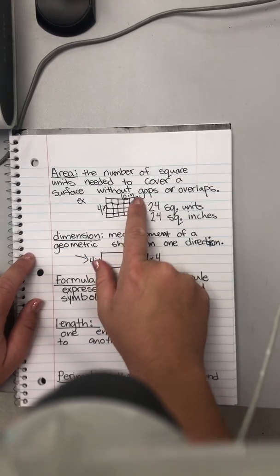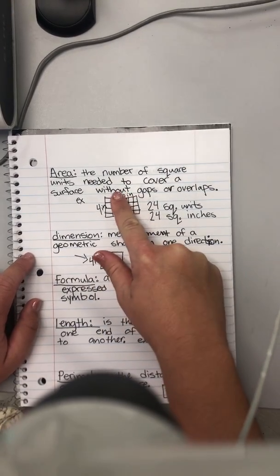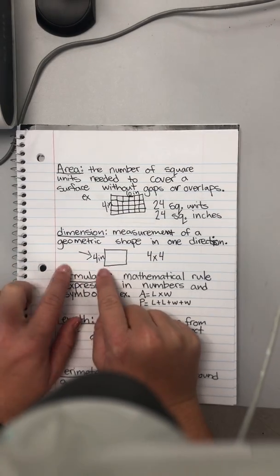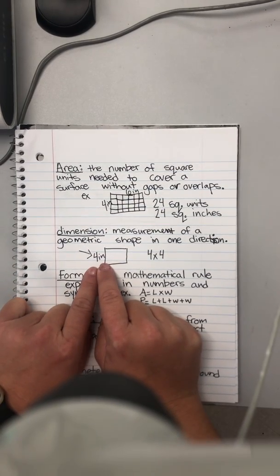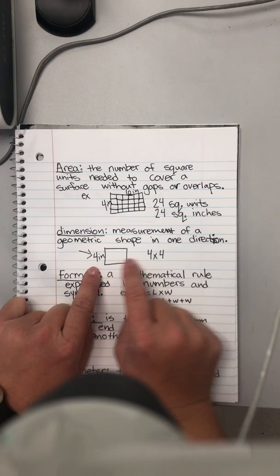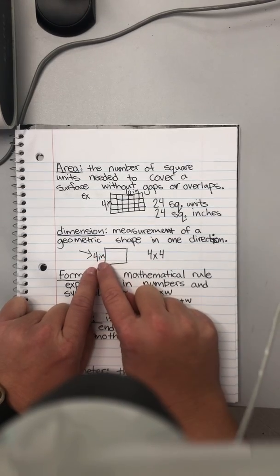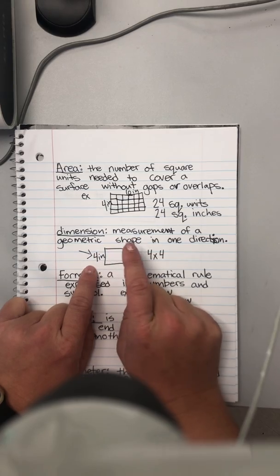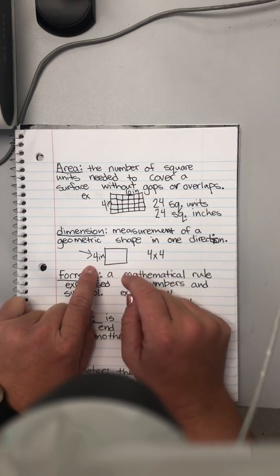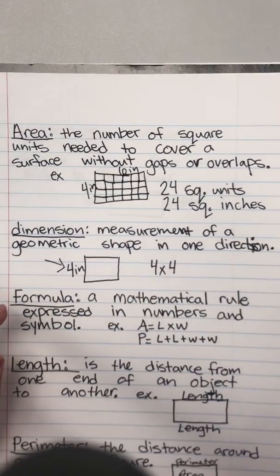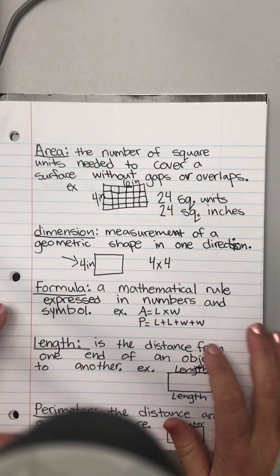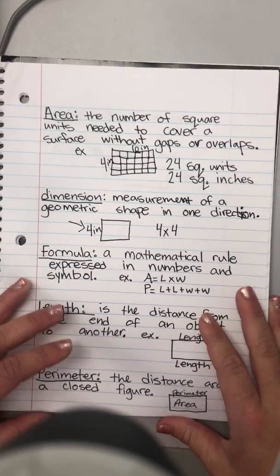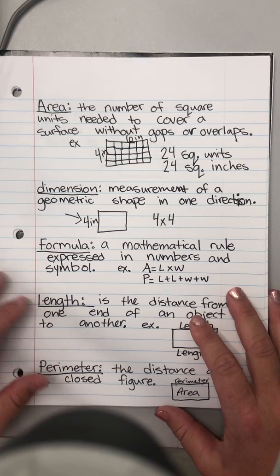So, area is everything on the inside. Dimension. Dimension is what the measurements are for each side. So, if it's a 4 by 4 square, that means each side is 4 something. Whether it's inches, whether it's feet, whether it is centimeters.